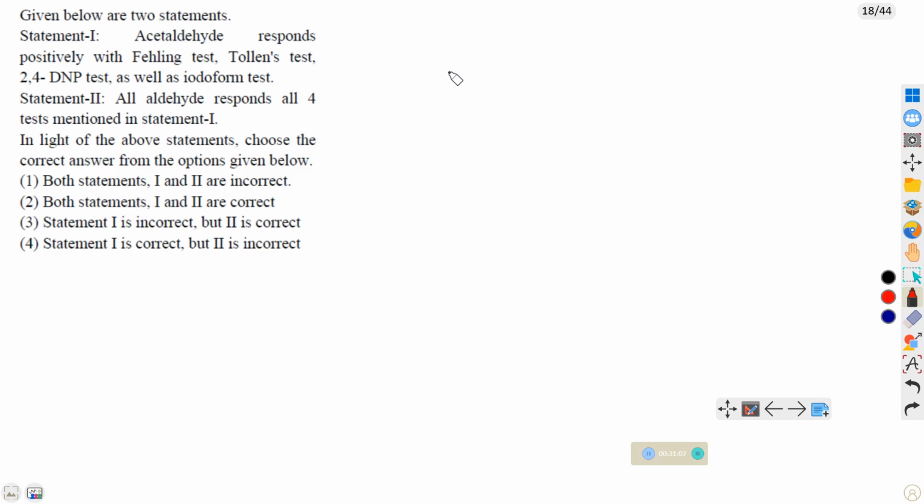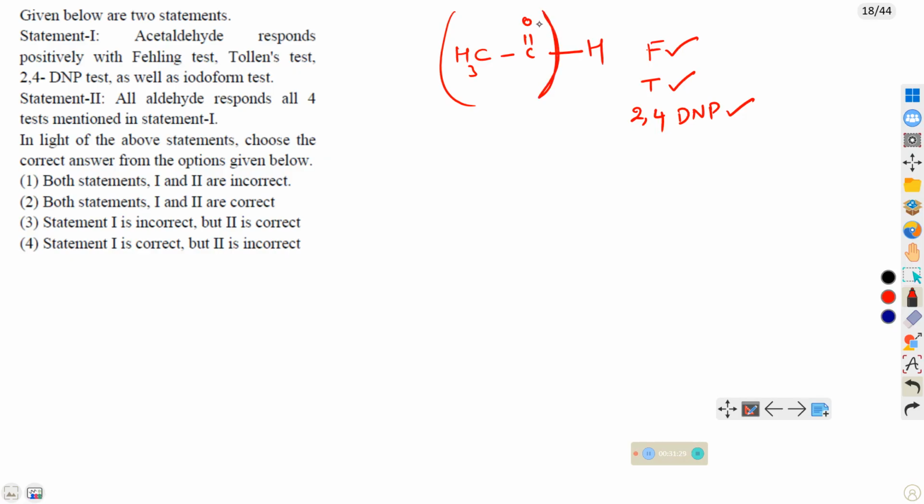Statement 1: acetaldehyde, CH3CHO, an aliphatic aldehyde, gives a positive Fehling test. Correct. Positive Fehling test, positive Tollens test, positive 2,4-DNP test due to the presence of a carbonyl group, and it even gives the iodoform test, because of the presence of CH3-C=O. This is also correct. Statement 1 is correct.